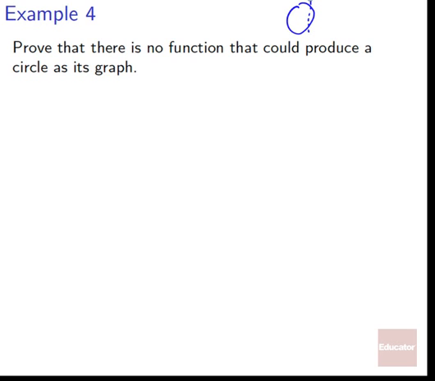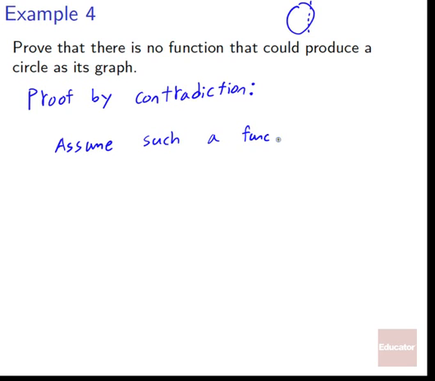So we know we can prove this by contradiction. So proof by contradiction, we're going to start off by assuming that there is such a thing. Assume such a function exists, right? If there is a function that could produce a circle, then look at its graph.